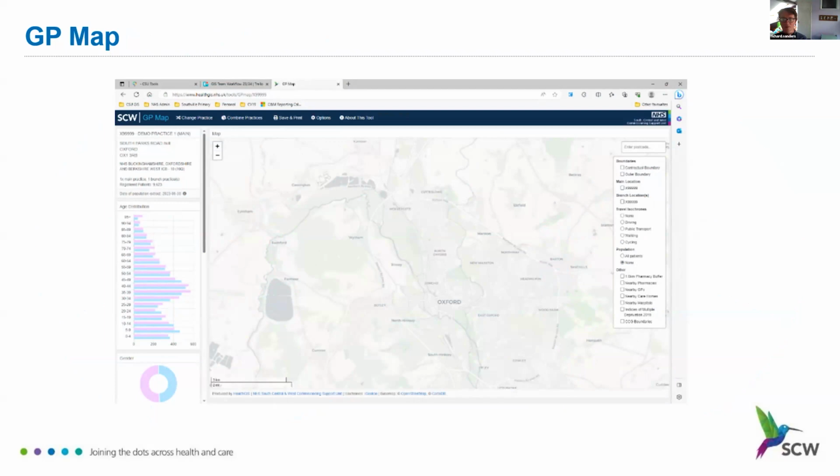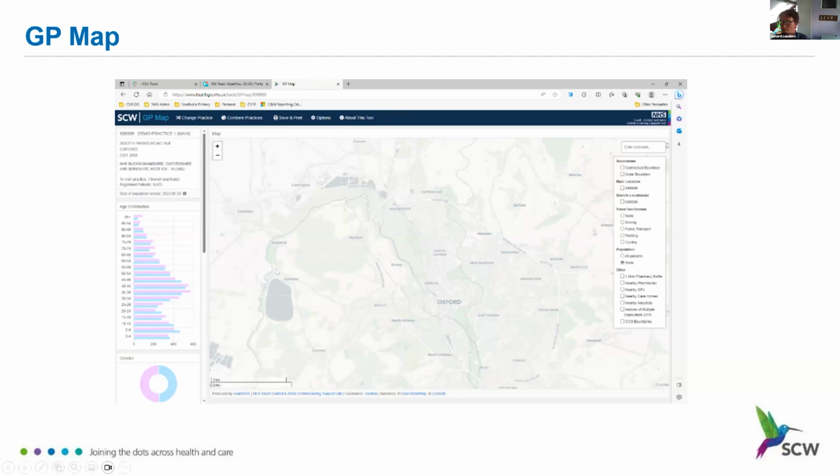So this is GP Map. It's an application we provide either to individual GP practices or the ICBs, those sub-regional organisations that support them. It's a simple yet powerful application that gives valuable insight into the GP practices, the patients who are registered there, and their boundaries. Here's what it looks like.